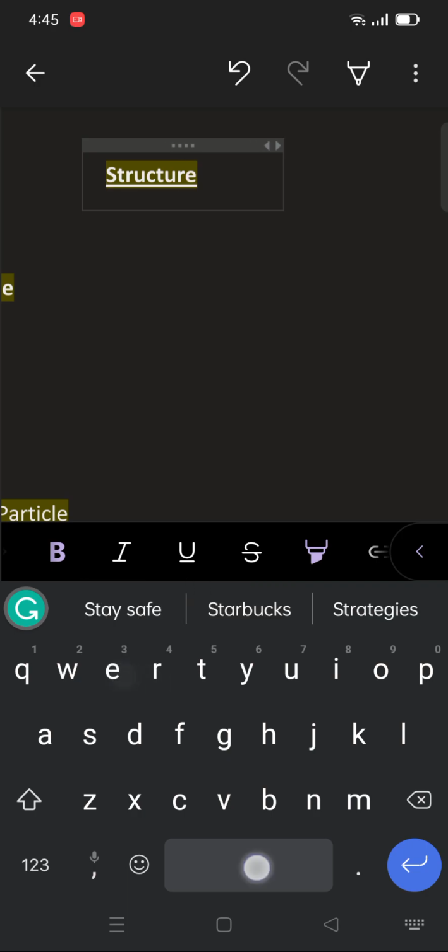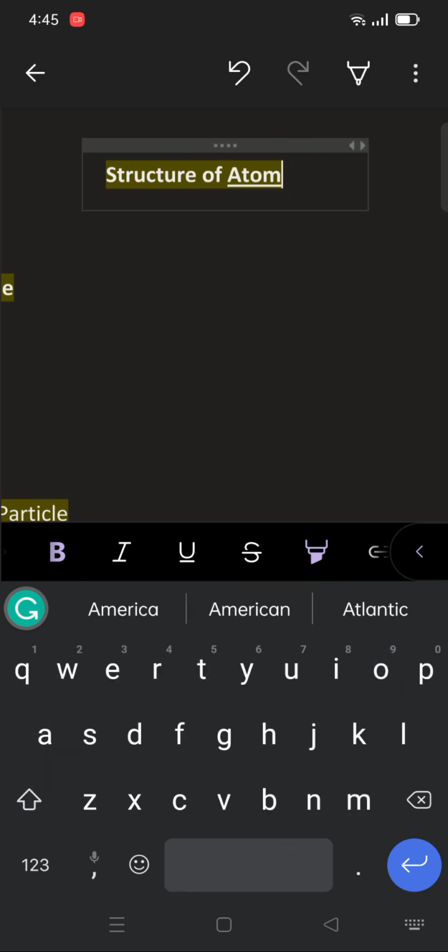Structure of atom. Structure means, you can say, shape. So it is also known as shape. Basically, we are going to study the shape or structure of atom now.